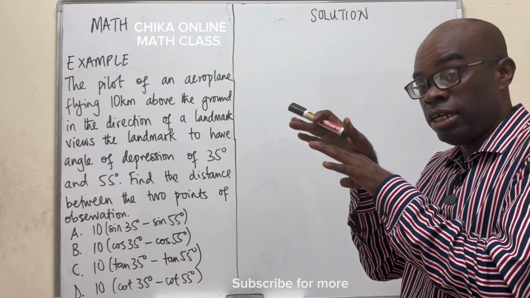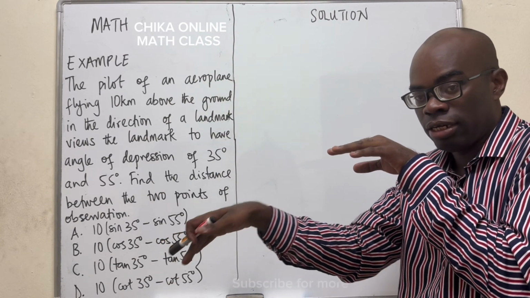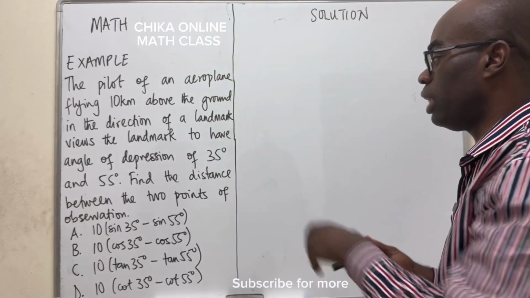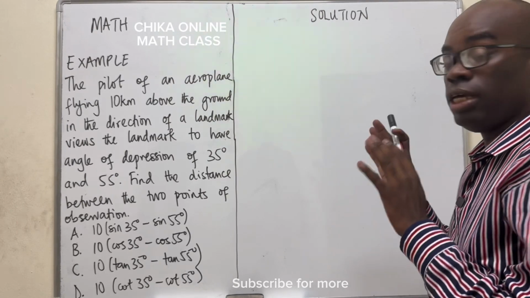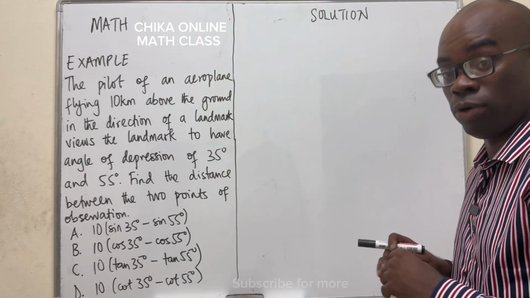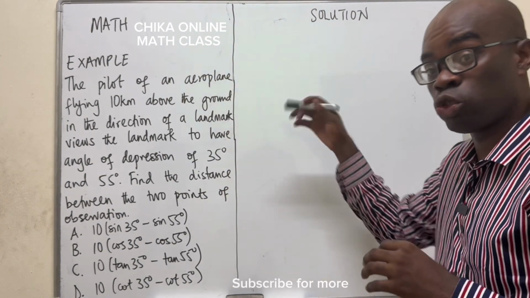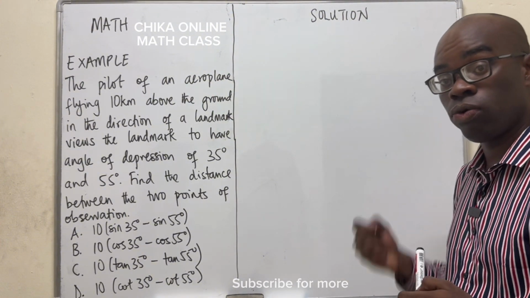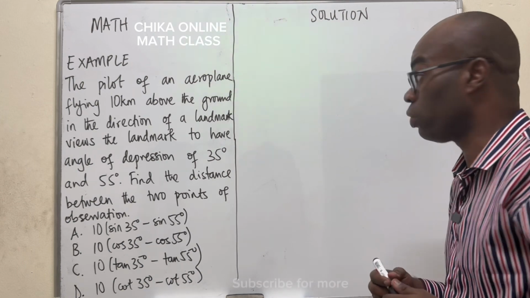So it is flying at a point, and he viewed the landmark. As he goes further, he viewed it a second time. So there are 2 points of observation. The first step in solving this problem is to draw the diagram, to represent this information on the diagram before you can solve the triangle. Represent it in a diagram, get a triangle, and try to solve the triangle based on the question given.